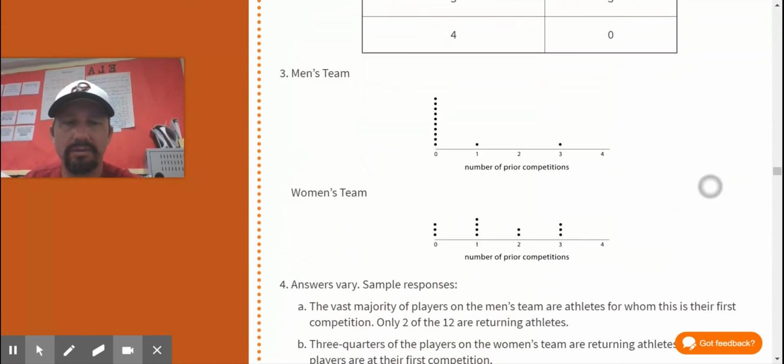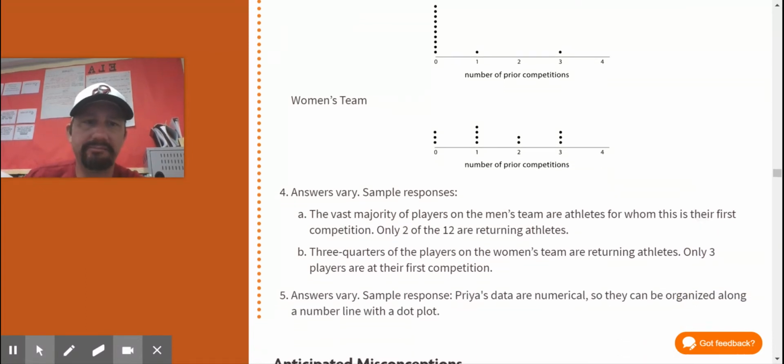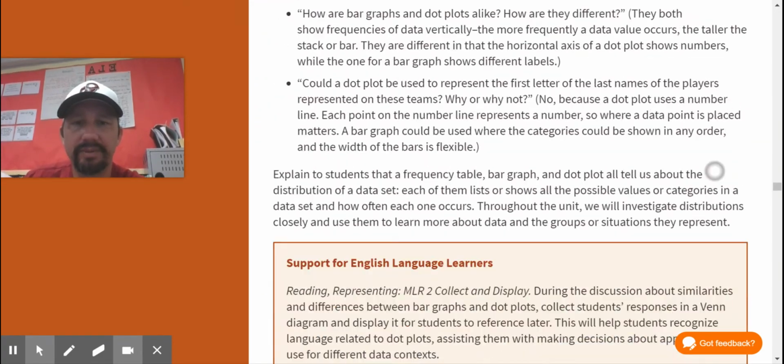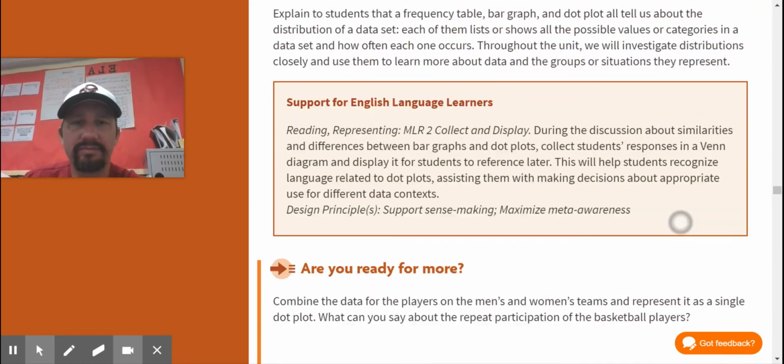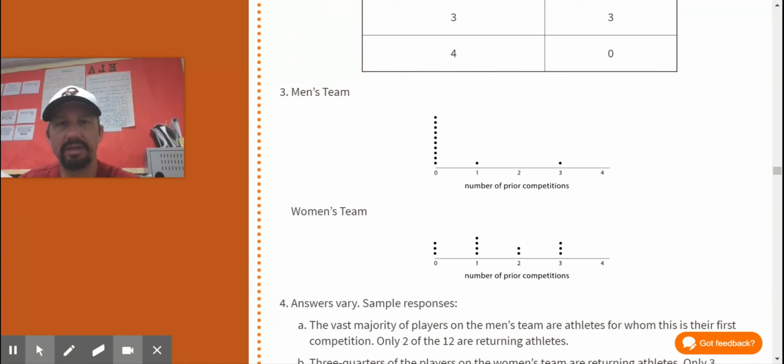I'm not going to go through all of, oh wait, we already did that. So here's, fiddle faddle, hold on. I'll just use their dot plot as an example.